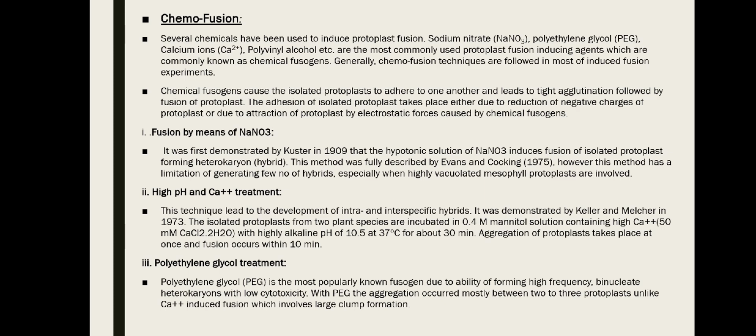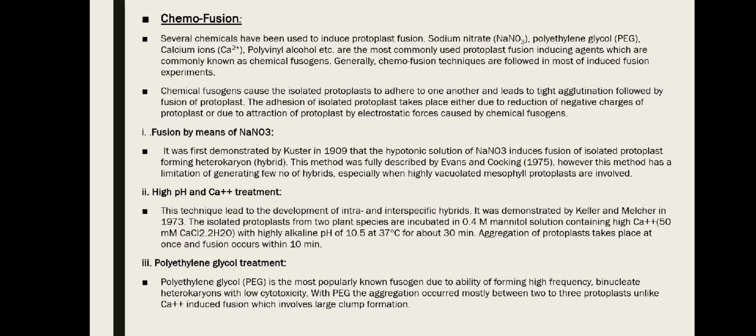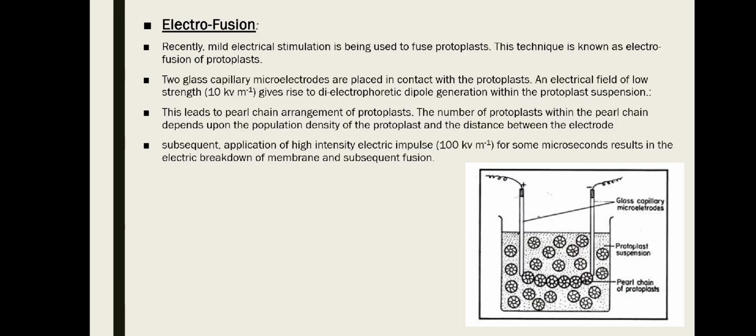3. Polyethylene glycol treatment. Polyethylene glycol, PEG, is the most popularly known fusogen due to its ability to form high-frequency binucleate heterokaryons with low cytotoxicity. With PEG, the aggregation occurred mostly between 2 to 3 protoplasts, unlike Ca++-induced fusion, which involves large clump formation. Electrofusion. Recently, mild electrical stimulation is being used to fuse protoplasts. This technique is known as electrofusion of protoplasts.